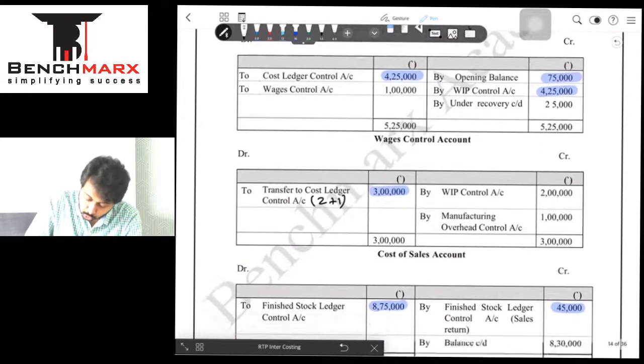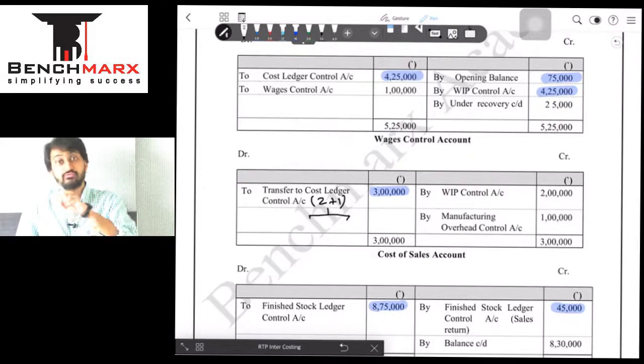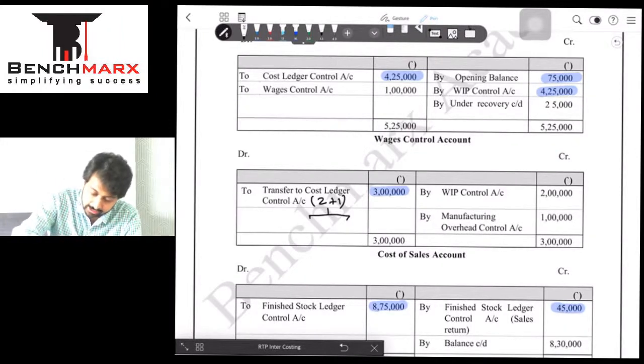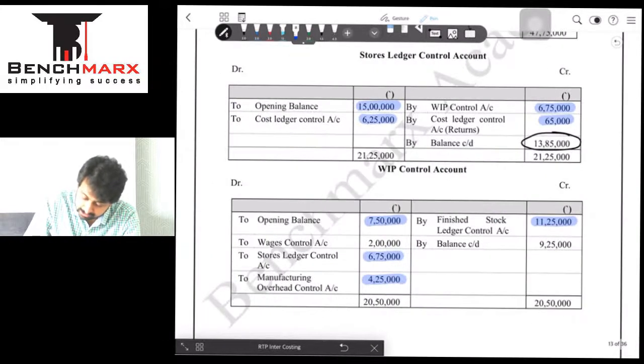Okay, this 2 lakh का split was 2 and 1, right? The direct wage content goes to WIP and the indirect wage content goes to overheads, which means the indirect content was 1 lakh. This will go to overheads, one effect here, one effect here, and the direct content is 2 lakh which goes to one effect on the credit side and दूसरा effect on WIP debit side, that is here.